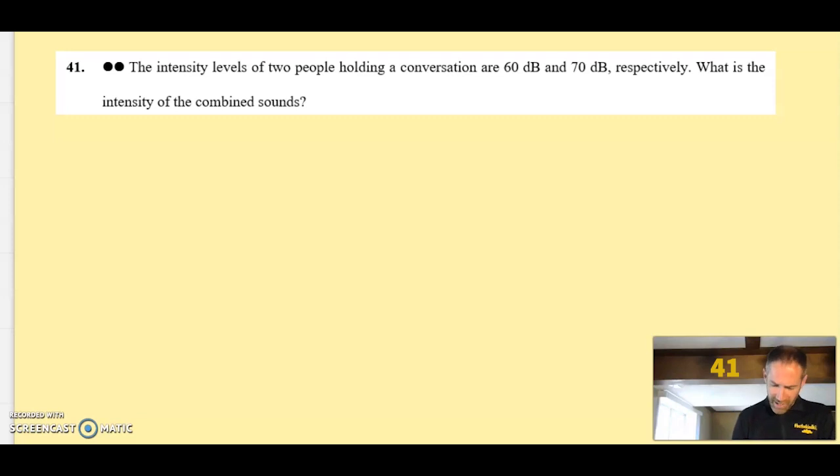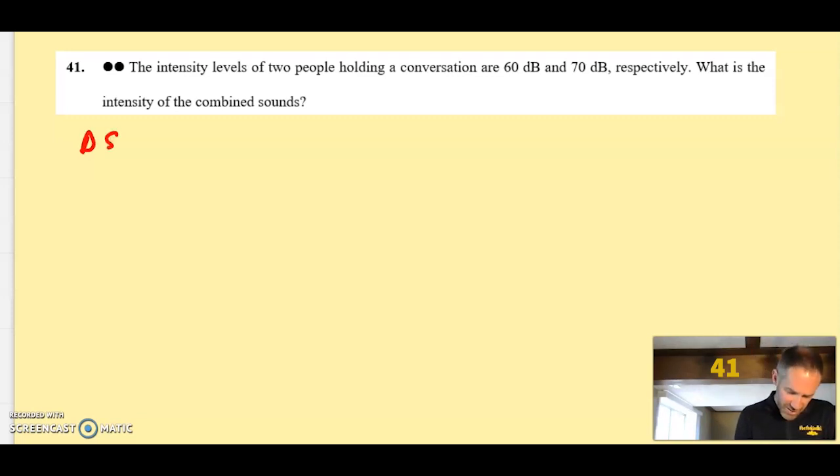So check it out. What is the intensity of someone talking at 60 decibels? How much energy are they putting out into the air? What kind of intensity do we have there? Some people might be able to say, well, I know that 0 is 1 times 10 to the minus 12, and then just step up a few times. But that only works because it's a multiple of 10. So let me show you how I would do it.